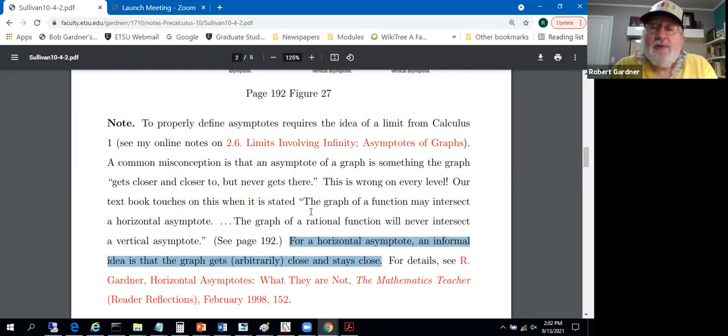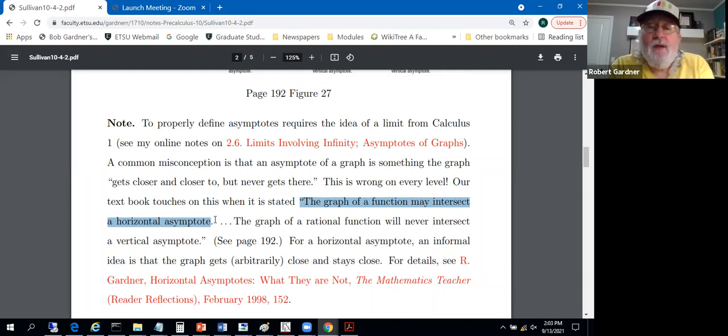Sullivan, our book, says the graph of a function may intersect a horizontal asymptote. That's any function, rational functions included. A rational function will intersect a horizontal asymptote only a finite number of times, but we can do some stuff where the function might intersect the horizontal asymptote an infinite number of times. That'd be a good thing to do with trig functions, not with rational functions. But it's not never gets there.